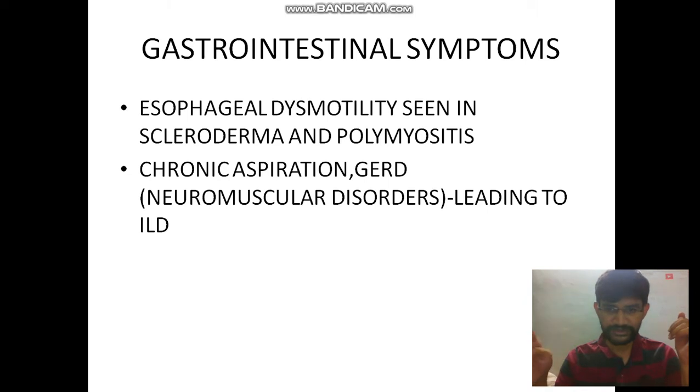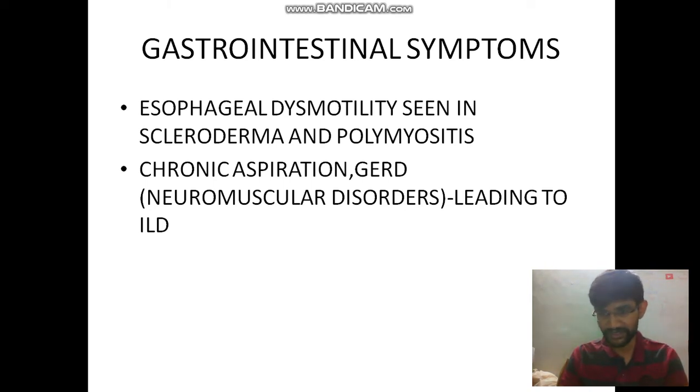Coming to the gastrointestinal system, esophageal dysmotility: the patient says that he can chew the food, but he has difficulty in passing it down through his throat. He has to repeatedly drink water, or take a small amount of food so that it can enter. This is mainly seen in scleroderma and polymyositis because of the esophageal dysmotility. Then chronic aspiration, mainly seen in patients of ALS, amyotrophic lateral sclerosis, or polymyositis, a neuromuscular type of disorder, where there will be repeated aspiration leading to lung inflammation and fibrosis.